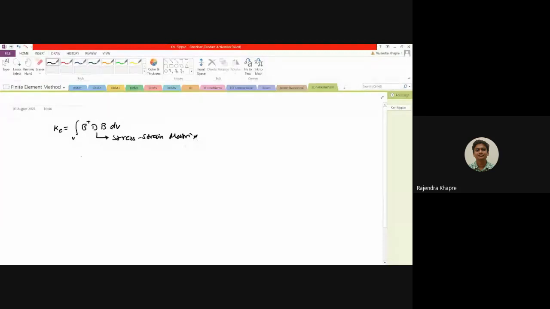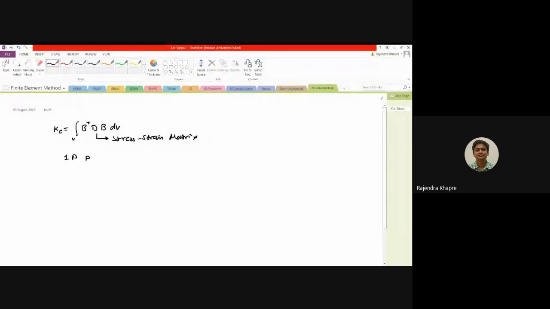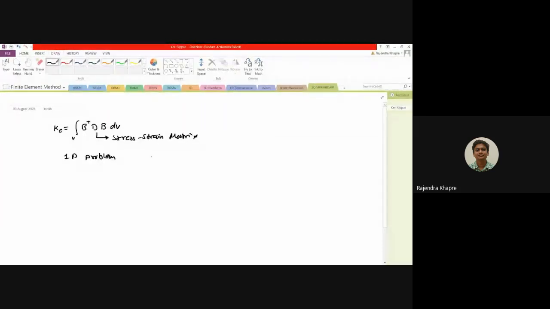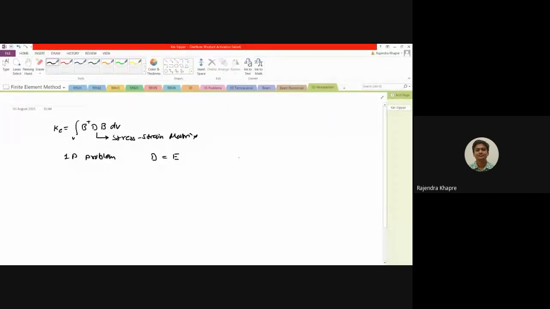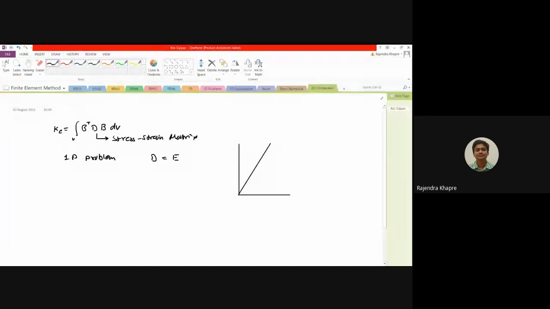For 1D problem, this D matrix is nothing but your E. E is the modulus of elasticity for a given material. As per Hooke's law, the material behavior is considered to be in the form of a straight line, and the slope of this straight line will be called your E.